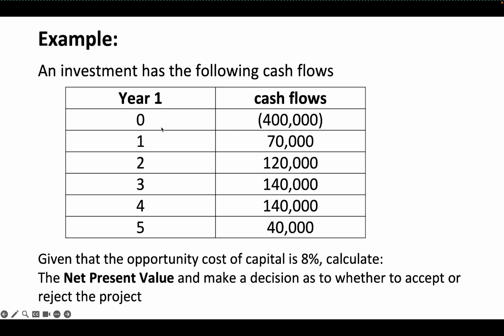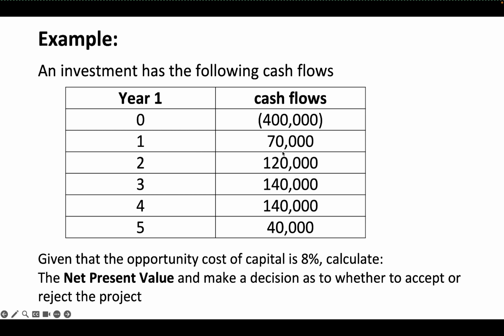So the example says an investment has the following cash flows. Year 0, the cash flow is (400,000). I want you to note that every time an investment or an amount is shown with brackets, it simply means it's an outflow. So we have inflows and outflows. Outflows are simply the money that is being spent, and inflows, this is the money that is being generated.